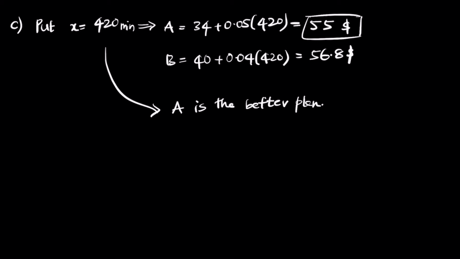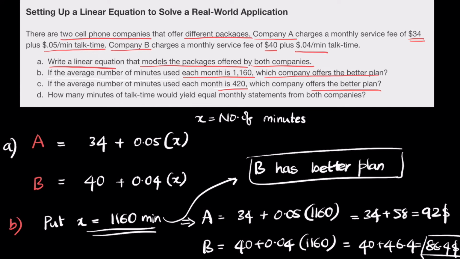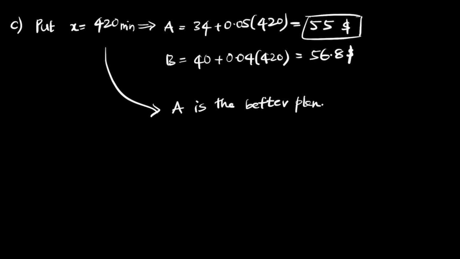Remember that here we are talking about the cost. So whichever has the least charge is the better one. Next, how many minutes of talk time would yield equal monthly statements from both companies? They want to know what X will be provided both the charges are the same. So they want to know when A equals B. So write down A equal to B.